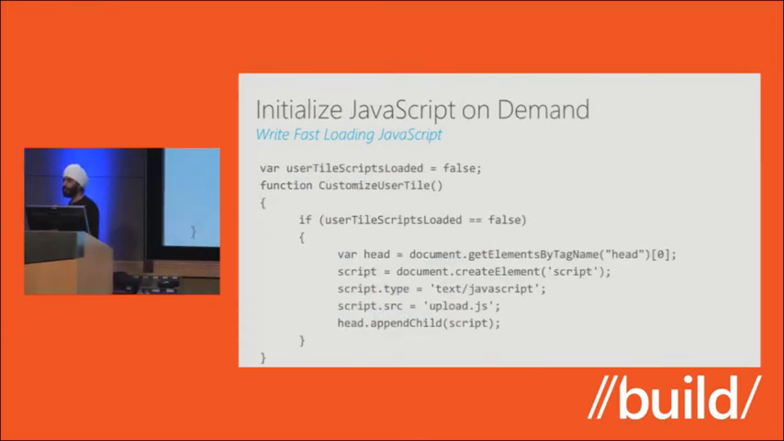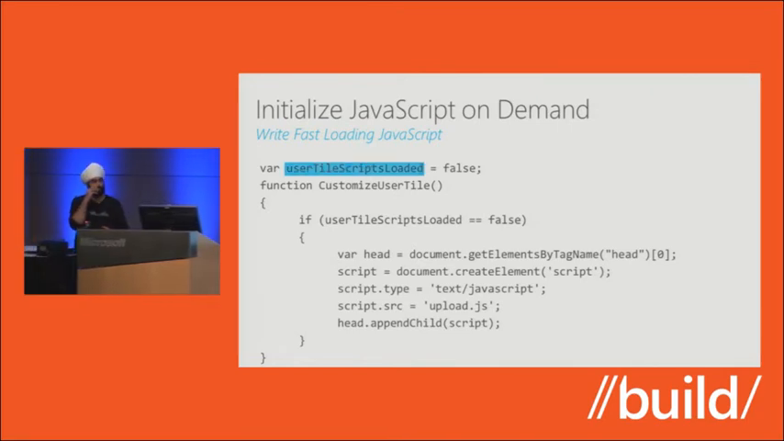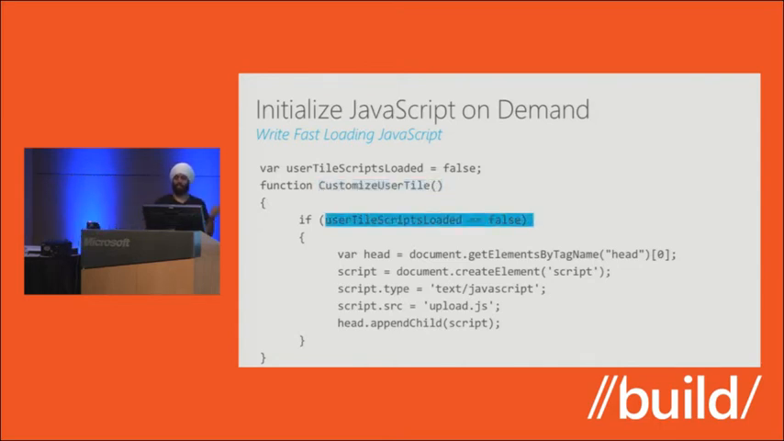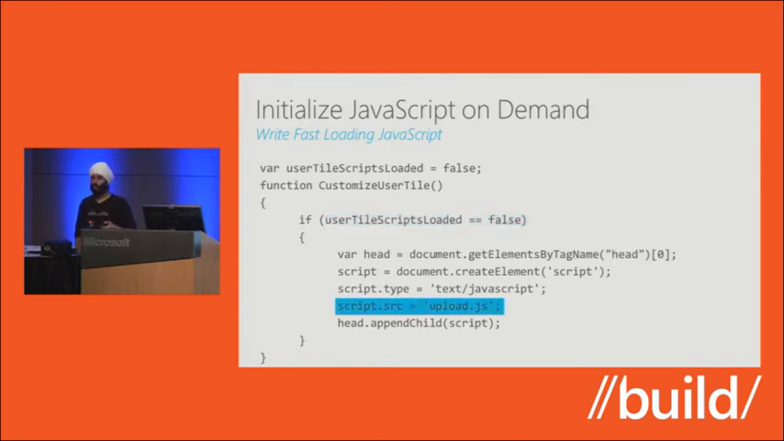You should also initialize your JavaScript on demand. So don't load your entire JavaScript library during the page load. Do it dynamically, right? Do it when you need to. In this example, I have a variable for something like changing a user tile, which a user doesn't do very often. If that function's called, meaning that the user is changing their tile, inside that function, check this variable to see if the code is loaded or not. And if it's not loaded, go ahead and load the code. So there's a slight delay when the user does change the tile, which doesn't happen very often, but the web application on the whole is much faster.